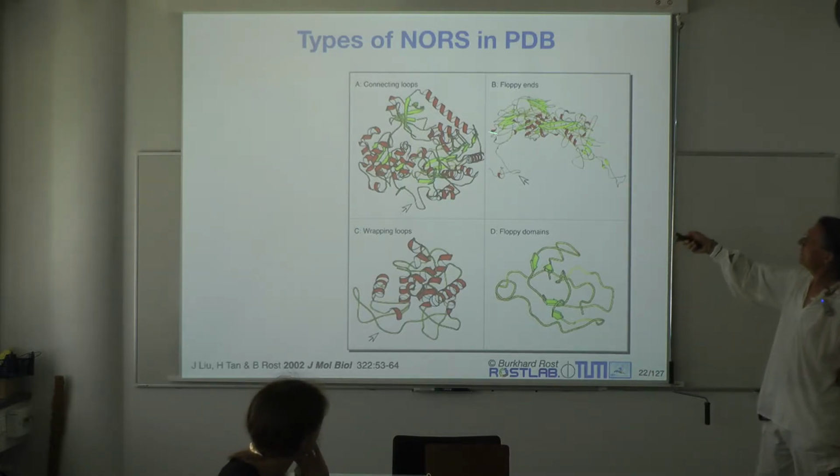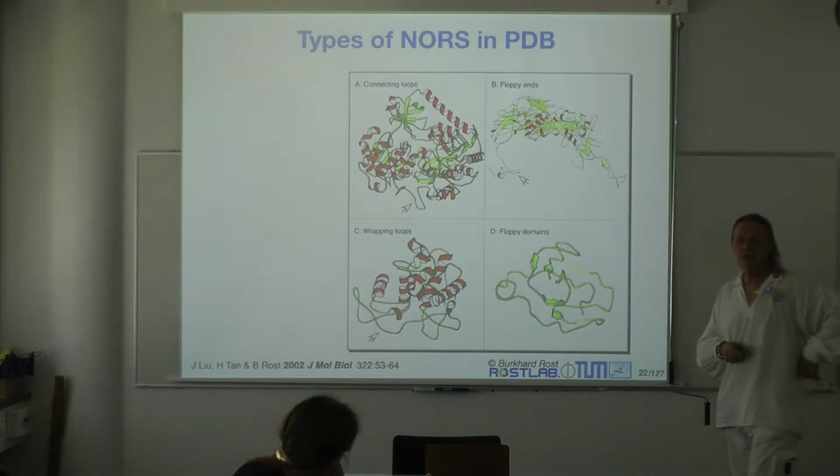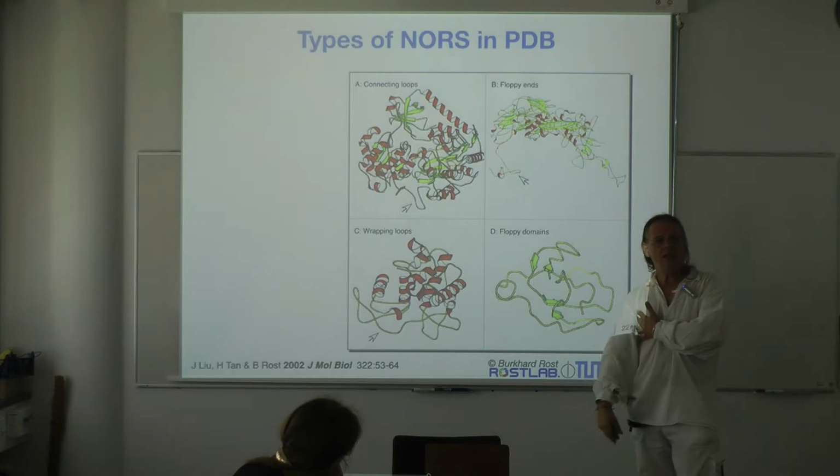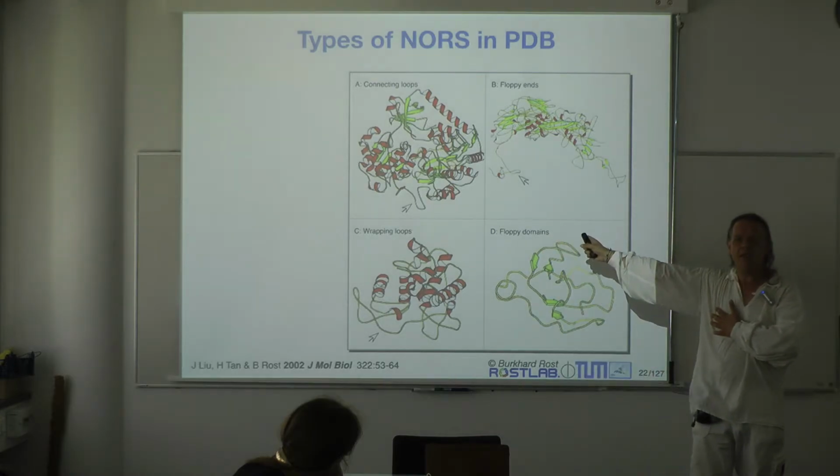Then there was this case of floppy ends. So you have a protein that is nicely regular, and then there's a long end standing out. This is like the fly casting mechanism that I showed you before.